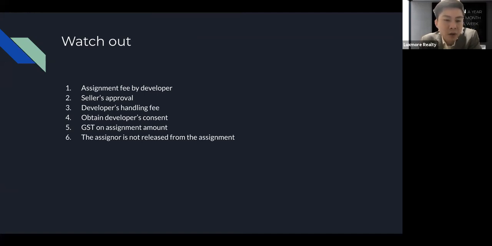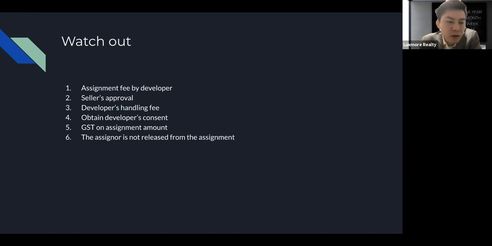And also the developer's handling fee. For pre-sale assignment, usually there's a developer's handling fee. You have to determine who's going to pay for this cost on your pre-sale assignment contract. Who will pay for the assignment fee and the developer's handling fee? Also, you have to obtain the developer's consent in order to complete this pre-sale assignment contract. It would be a letter from the developer saying, we agree for you to assign this to a third party.